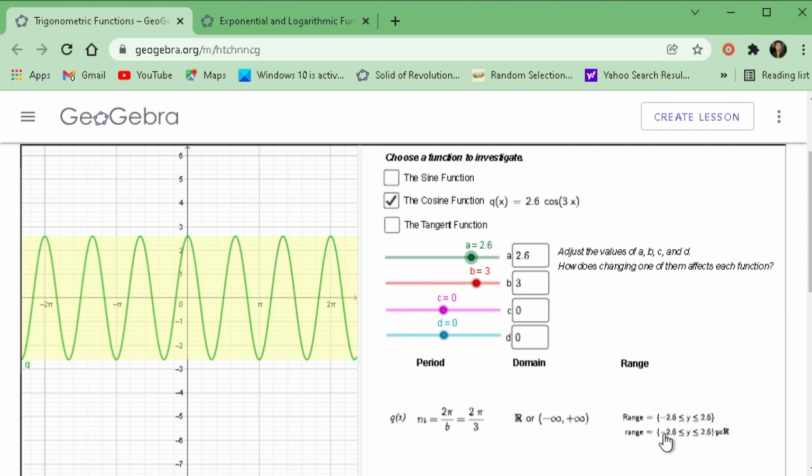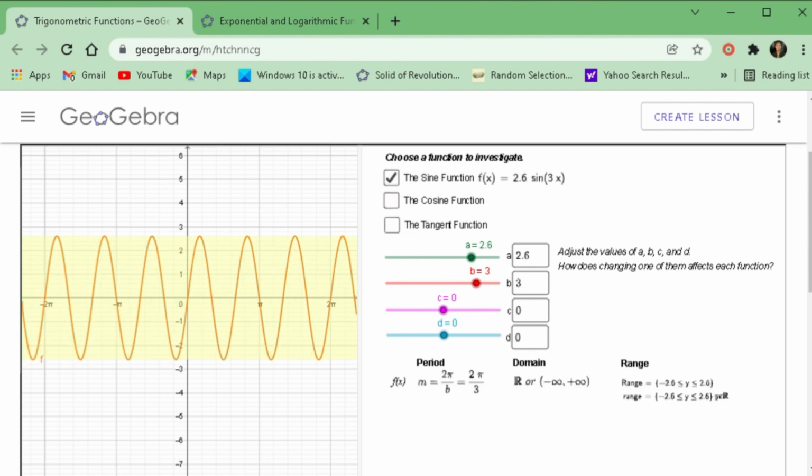So parehas lang yung dalawa. Ito yung mas kompleto. y element of R. Balikan natin yung sign, hindi natin pinakita. Ganun din lang naman. The domain is always the real numbers. So any angle can actually be used as an input. Any number in our x-axis. That's what we mean by R.